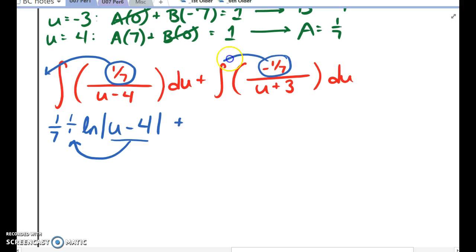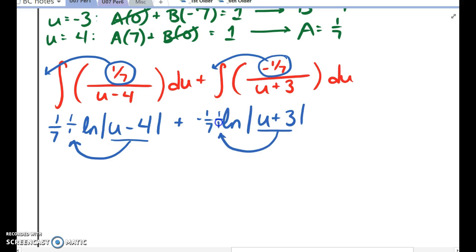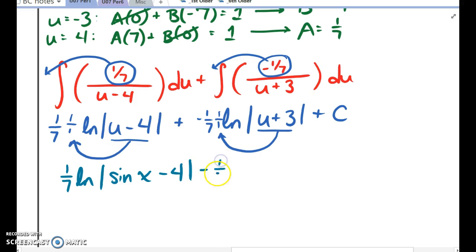The next one, I'll bring that negative 1/7 out. Here again, it's a natural log, u plus 3. That has a constant derivative, just 1. Mental u substitution, no big deal. And so from there, I'm just going to go back and substitute what u was standing in for. So I have 1/7 natural log of sine x minus 4, just because that's what we had chosen as u at the very beginning, minus 1/7 natural log of sine x plus 3, plus C.